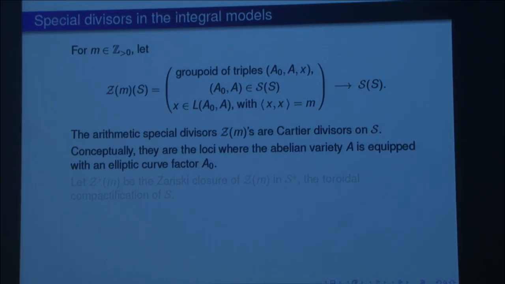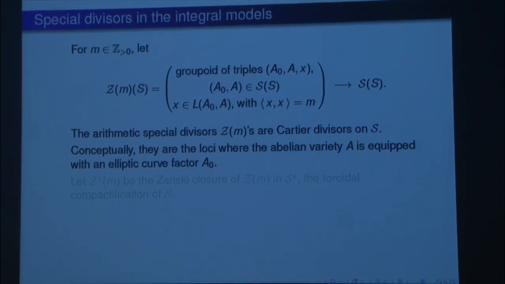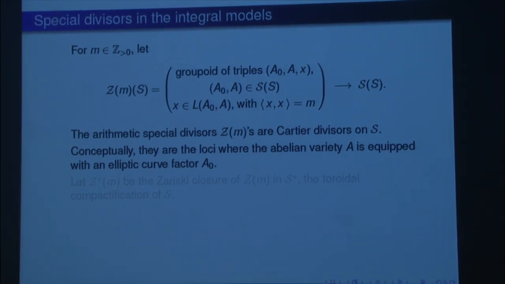And so you can think of them as the loci inside of this S, which is a moduli for pairs A0, A, where the A0 has a way of being incorporated into A in this way. So the A, in particular, splits off a CM elliptic curve. Having an extra factor in a specified way is a strong condition. Okay. And now we let Z star be simply the Zariski closure of this thing in the toroidal compactification. I'll come back to that in a minute. So we have a cycle for each m.